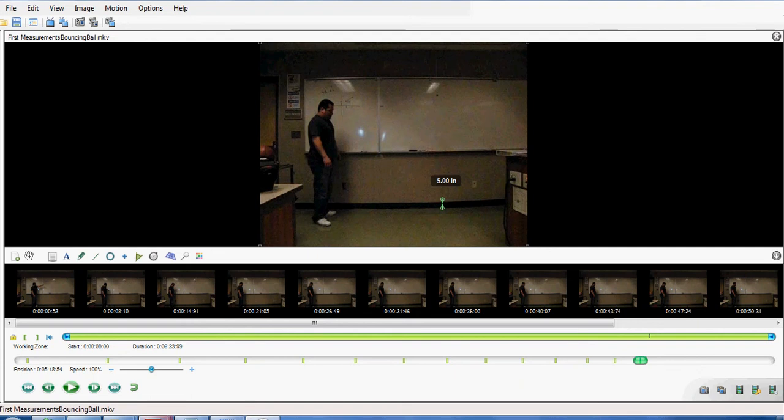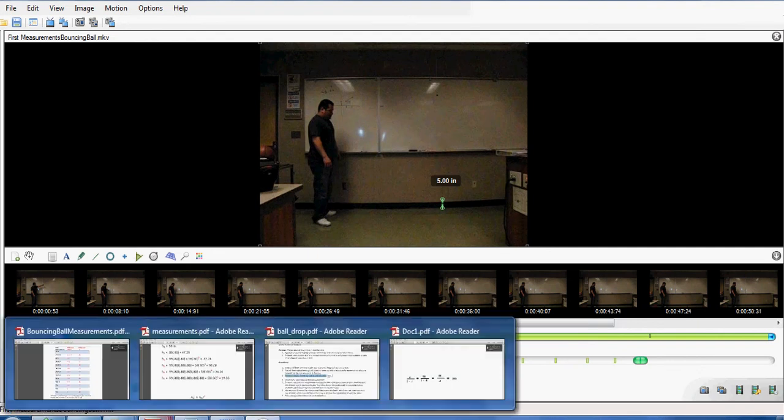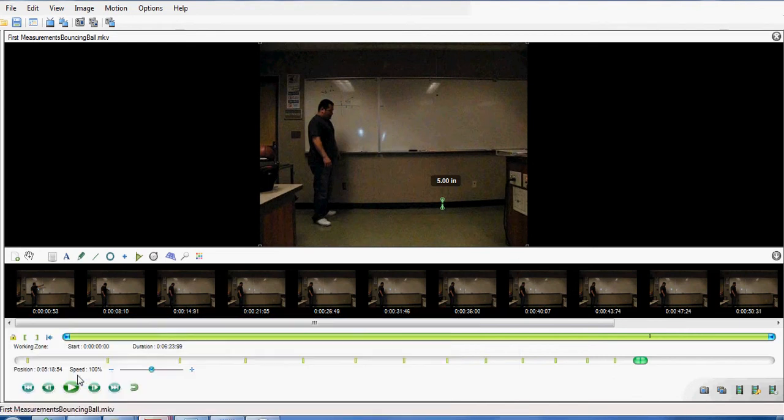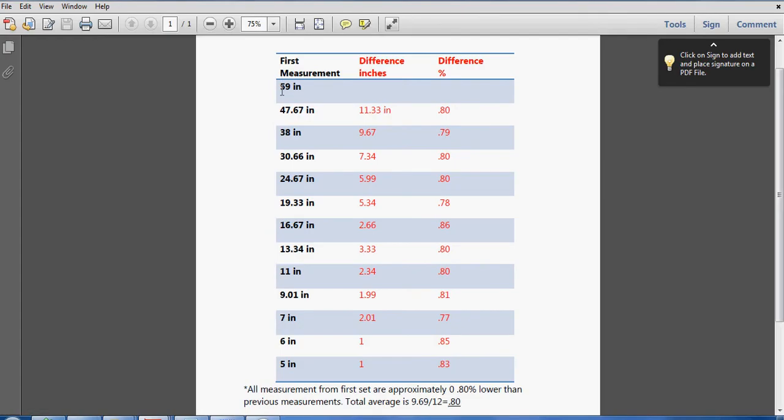So I took all of my measurements here, and I compiled them in a list, from my first measurement on down to my last measurement. This is the difference in inches from one measurement to the next. First one's 11.3, next one is 9.6, 7.34, and so on. And this is the percent difference of each one of these intervals.